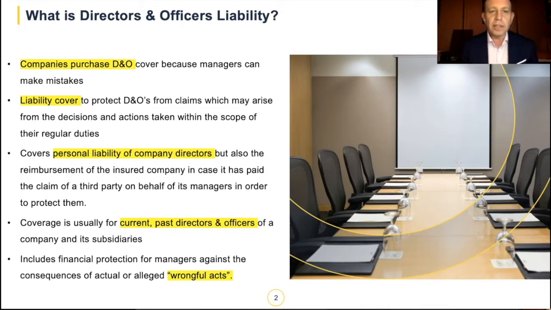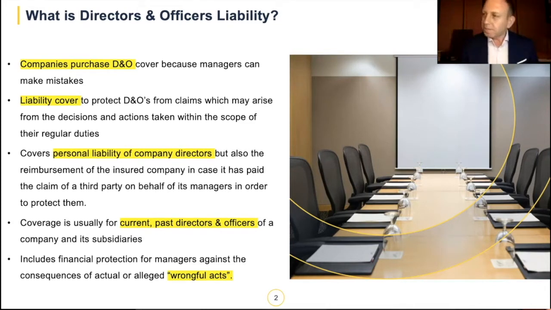When we talk about directors and officers, it is a liability policy, so it responds to threats of litigation or lawsuits. So the directors of the business may be sued, and I'll tell you who could sue them a little bit later in the presentation. But they can be sued for what we call wrongful acts. That's how we define it under the policy.